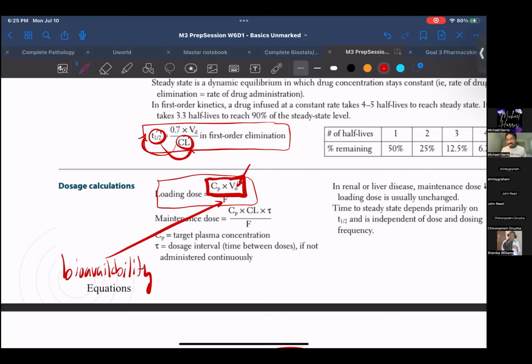So my next question is this. If you take a drug orally, does that increase or decrease your loading dose?